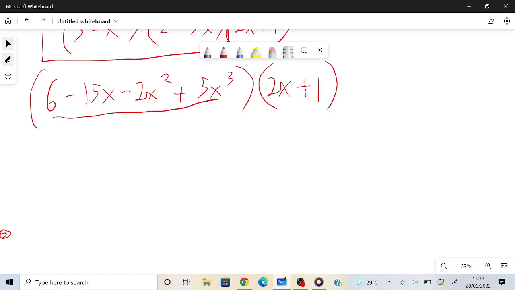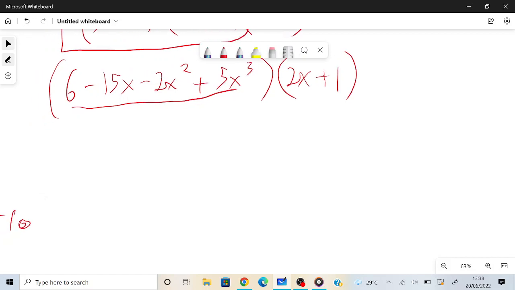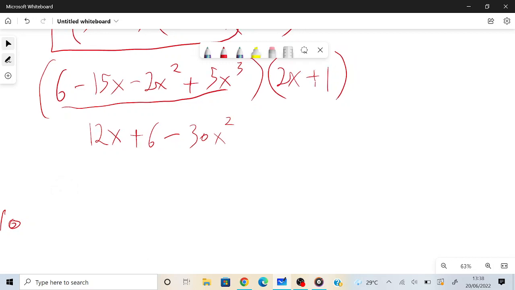So multiplying this out, you have 6 into 2x, that would give you 12x. 6 into 1, that's plus 6. Minus 15x into 2, that's minus 30x squared, because we have two x's. Minus 15x times 1 is minus 15x.